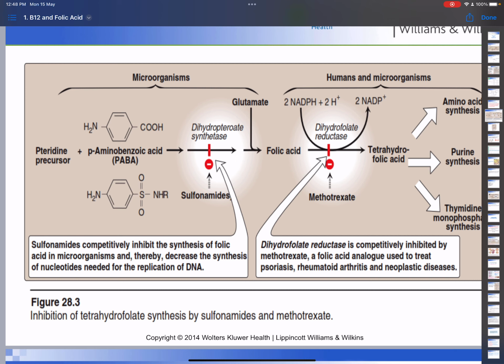Why are they using such a kind of drug, or why are they inhibiting the tetrahydrofolate formation? Because they have thought they can prevent neoplastic diseases. Neoplastic diseases معناها malignant diseases or cancer disease.